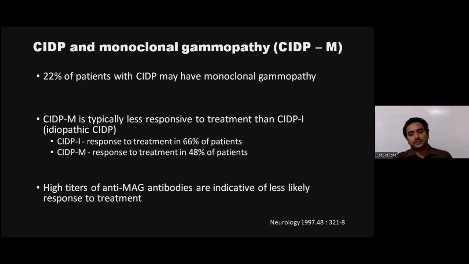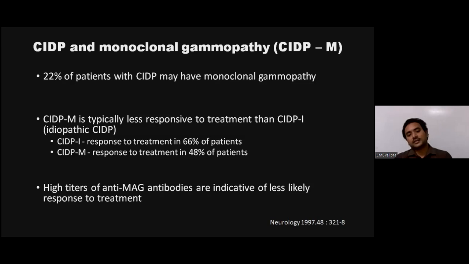So coming to each thing briefly, now I'll discuss the IgM related disorders. The first one will be CIDP and monoclonal gammopathy, known as CIDP-M. Out of all the CIDPs, usually around 1/5 of the cases can have this monoclonal gammopathy.